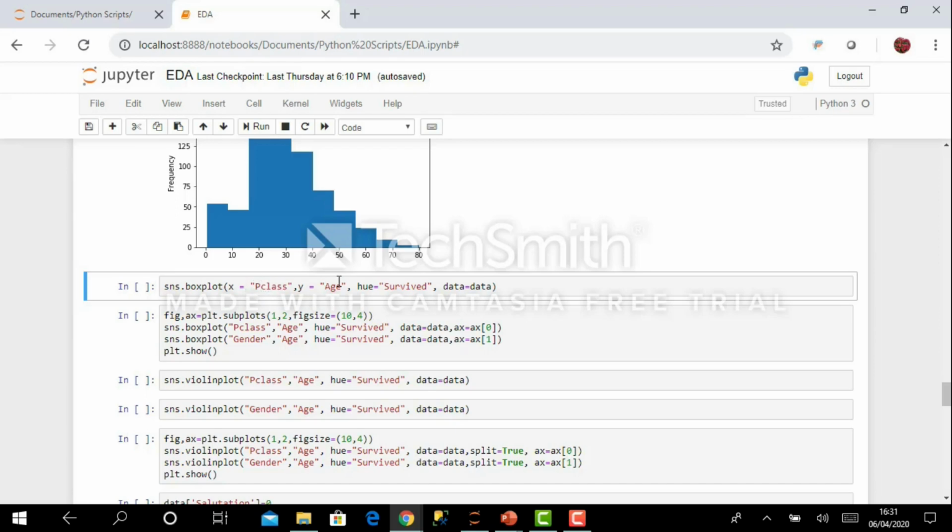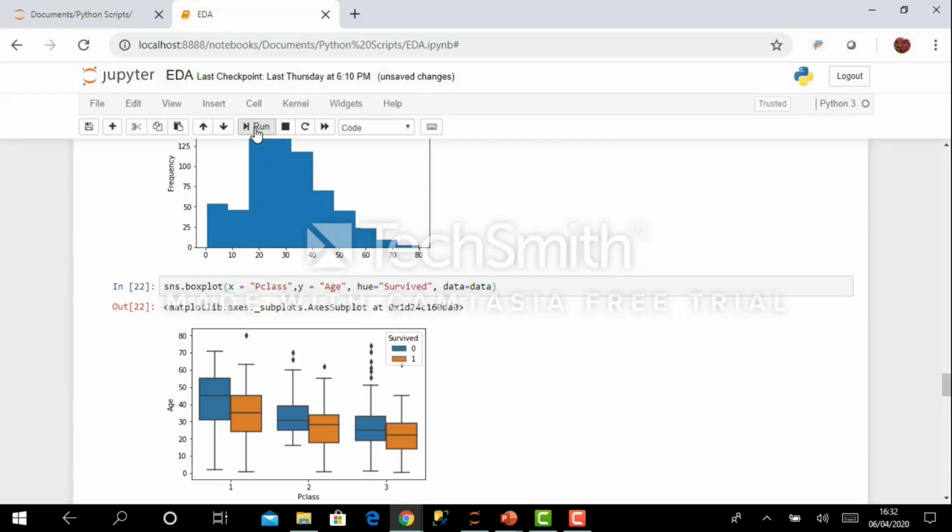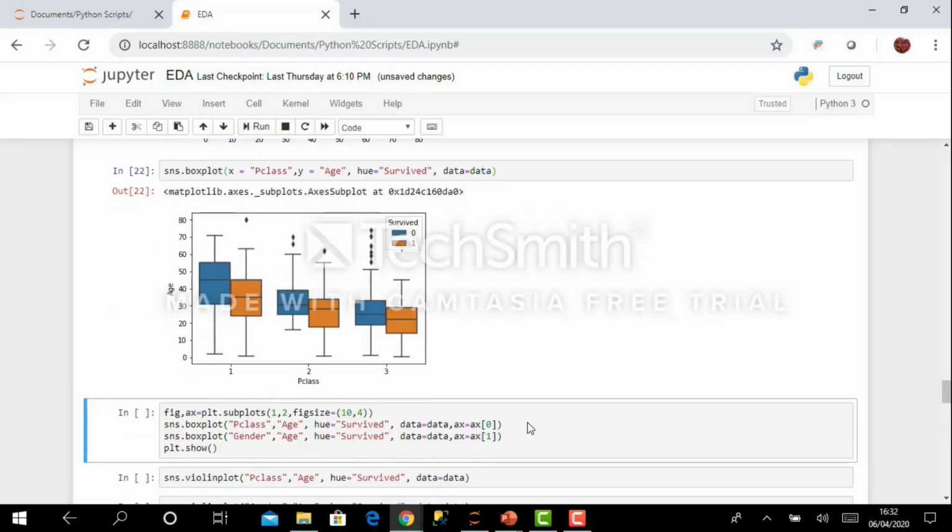Okay, so the next thing is I'm generating a box plot where I have set x equal to pclass, y equal to age, and hue equal to survived. Now I'm trying to get some relationship between the survival, the age, and the class of the passenger. Okay, so let us execute.